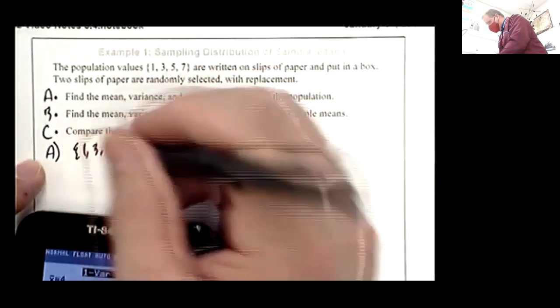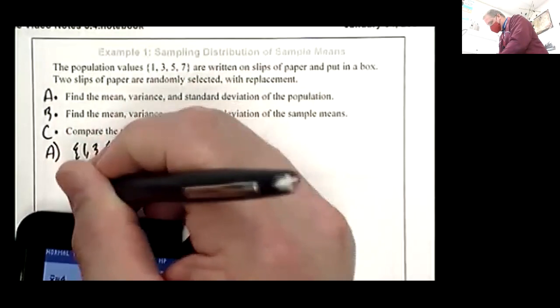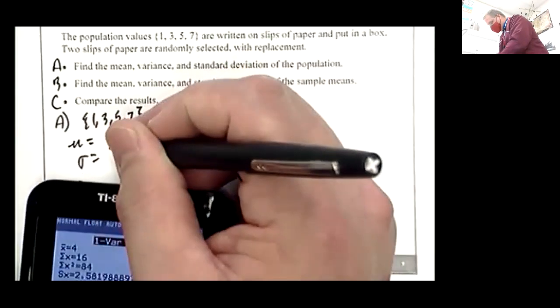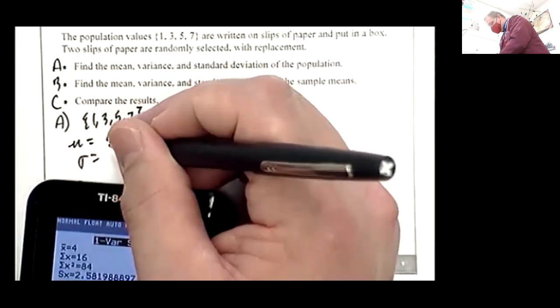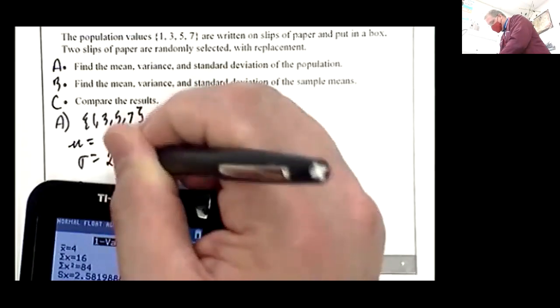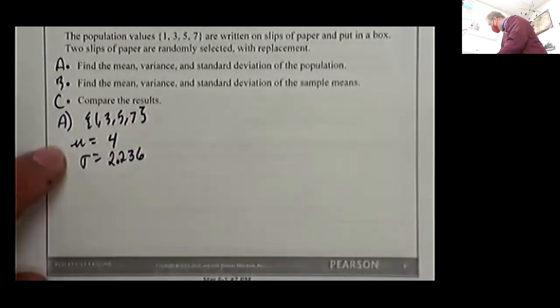Then we get a mean that is 4. And we get a sigma that is 2.236. So there's our sigma, and that's for the population.